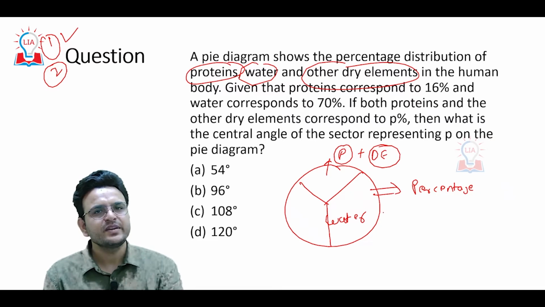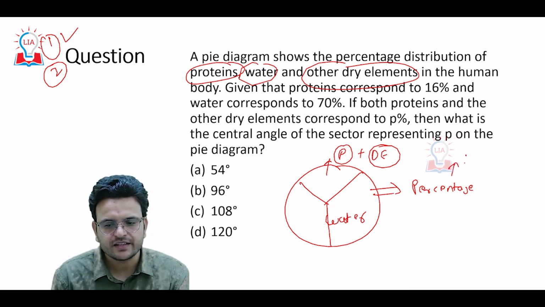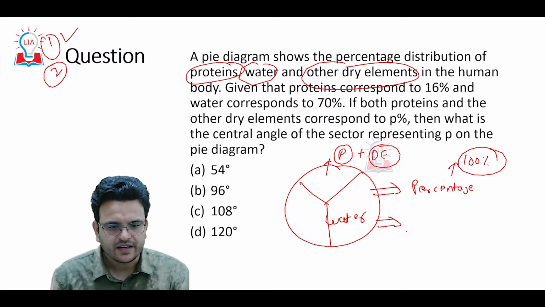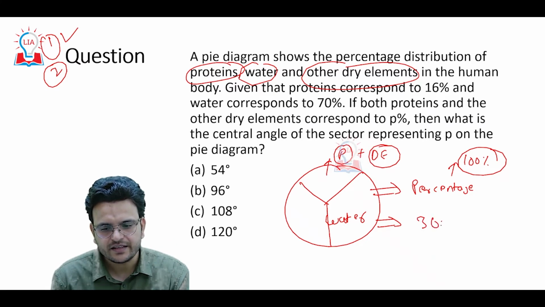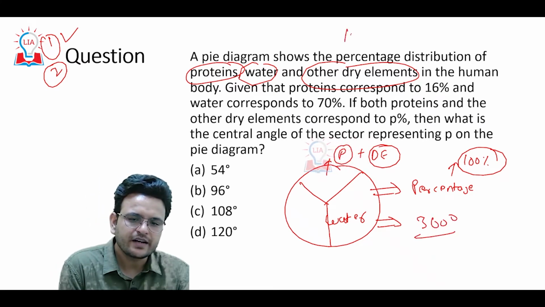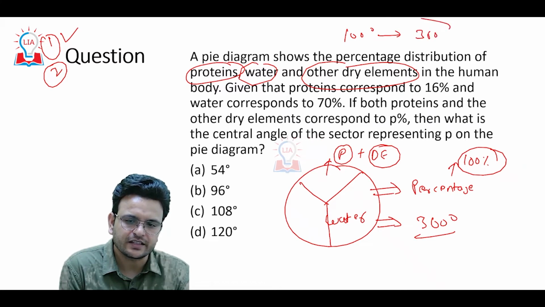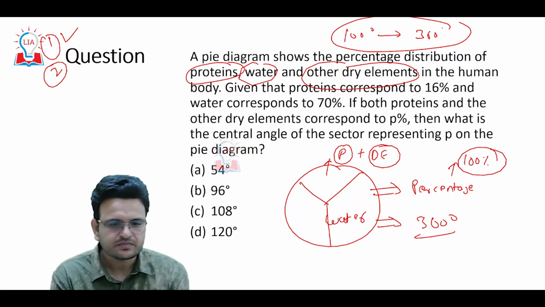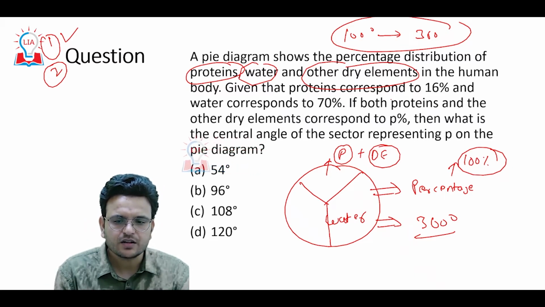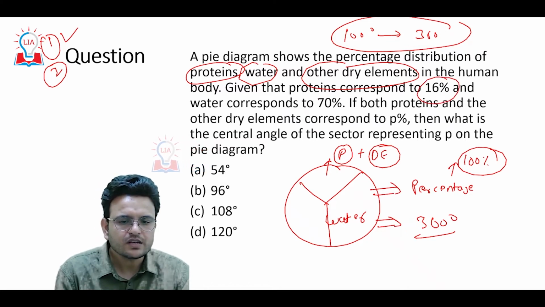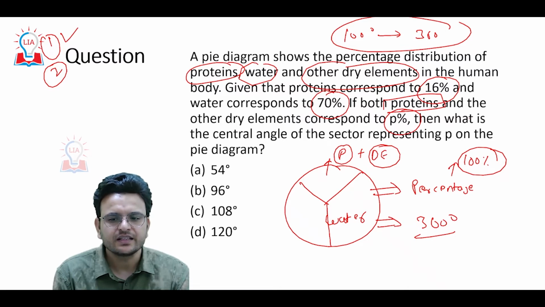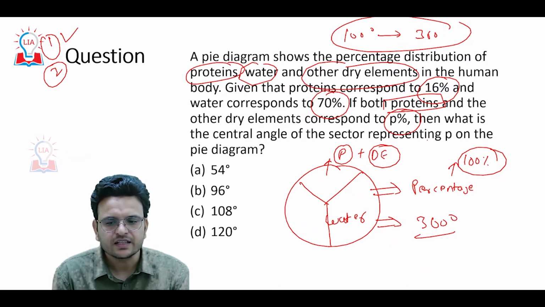Percentage, we know that whenever we are representing anything in percentage, we are representing 100. Okay. When we are representing anything in degrees, we are representing 360. So we know that 100% is equal to 360 degrees. That is the only thing you have to know to solve this particular question. So here again they have mentioned that protein corresponds to 16%, water corresponds to 70%. If both protein and dry food element correspond to P%, then what is the central angle of the sector representing P?